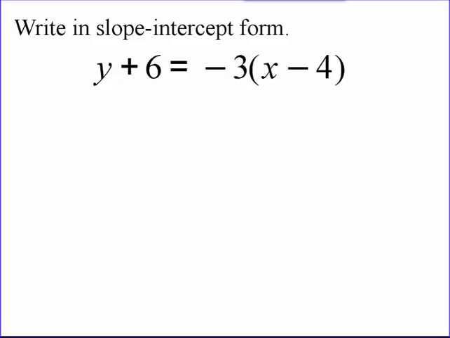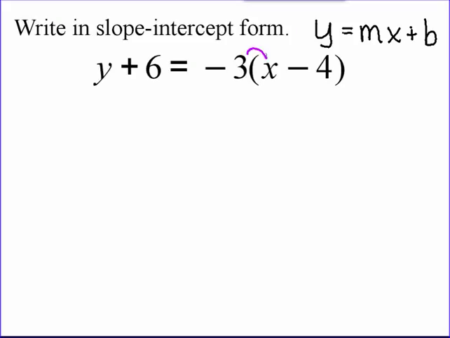So let's go ahead and look at this one, right in slope-intercept form. So now we need to remember, what is slope-intercept form? y equals mx plus b. So you're going to have to recall those real quick. You're going to have to know standard form, slope-intercept form, and point-slope form.